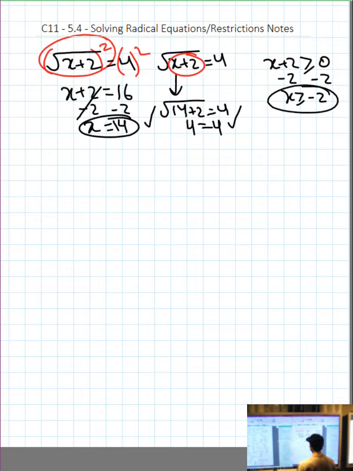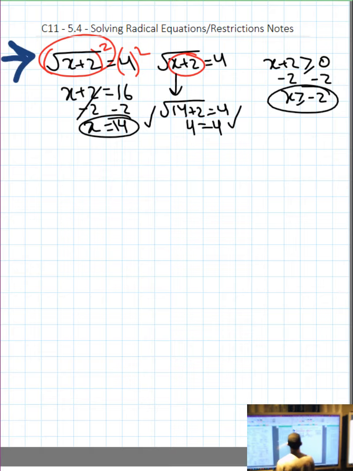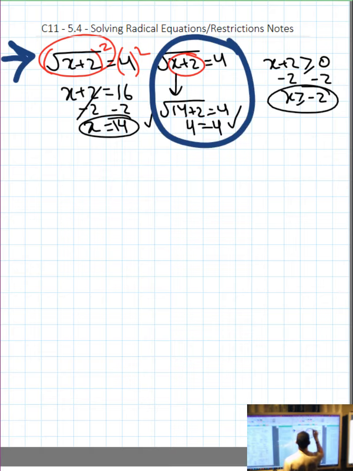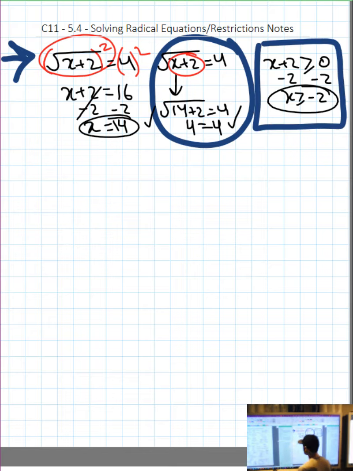So, that's solving radical equations by squaring both sides, checking your answer to make sure it's correct, and finding out what your restrictions are. We now have 2 restrictions. In grade 8, we learned we can't divide by 0, and we learned we can't square root negatives. Those are the only 2 restrictions we're going to use for this year. We're going to use them all the time. We introduced new restrictions in grade 12.